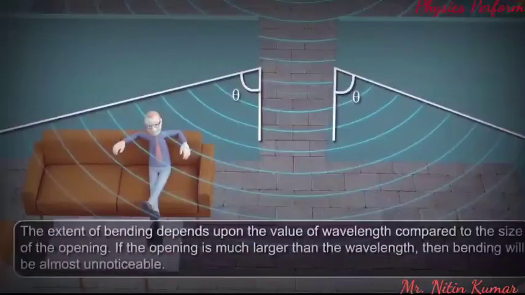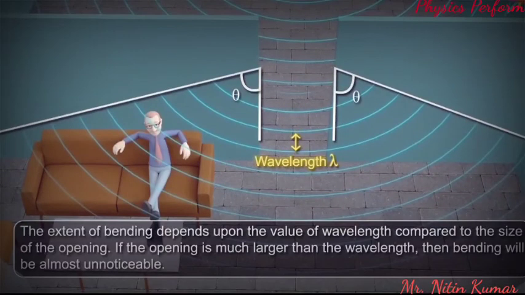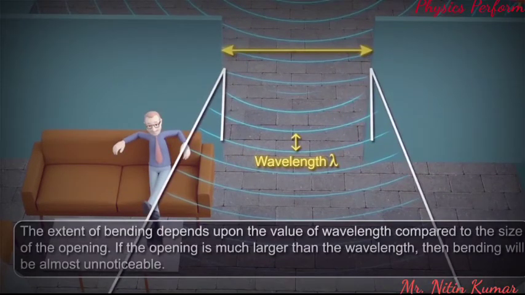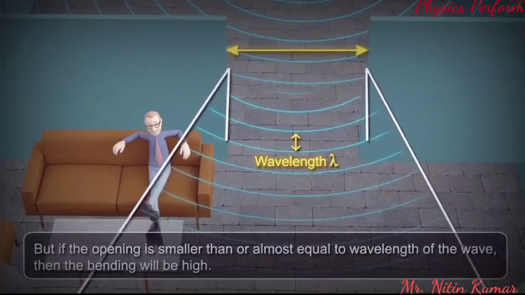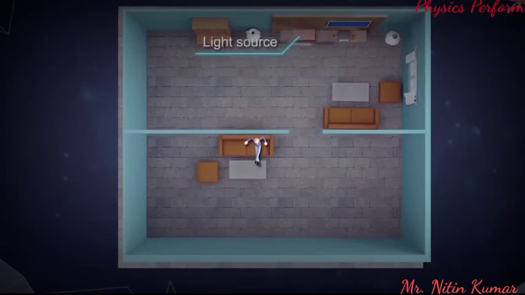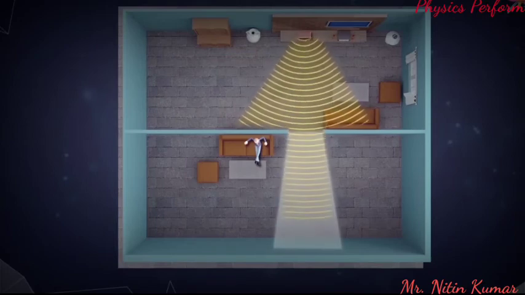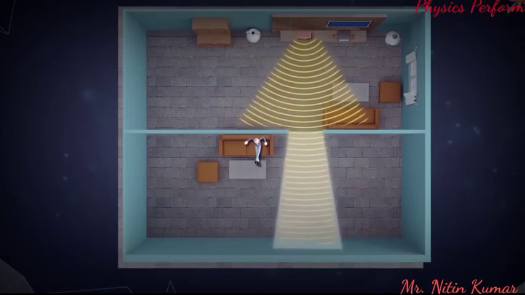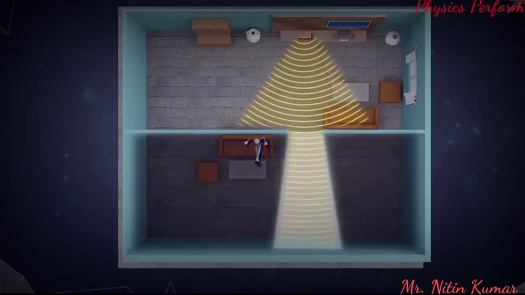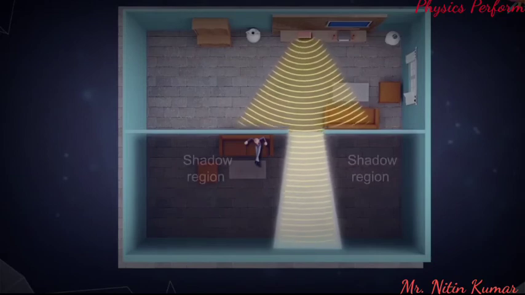Now, the extent of bending depends upon the value of wavelength compared to the size of the opening. If the opening is much larger than the wavelength, then the bending will be almost unnoticeable. But if the opening is smaller than or almost equal to the wavelength of the wave, then the bending will be high. Now consider another situation where we have a light source instead of a music system. As we can see here, the light waves have illuminated only this part of the room. This means that the light waves did not bend to illuminate this region. This type of regions where a particular wave is unable to penetrate is called shadow region.